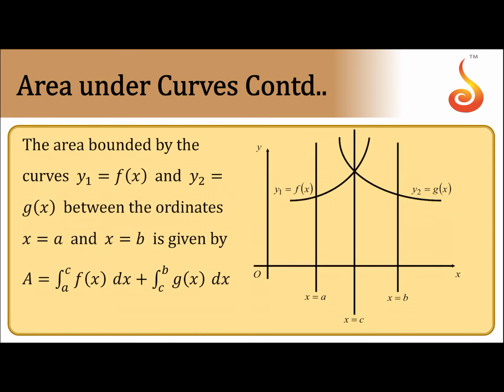So area bounded by y1 is equal to f of x and y2 is equal to g of x between the coordinates x equal to a and x equal to b. Then we write this is x equal to a, this is x equal to b. So this is one curve, some common point is there, this is the area.